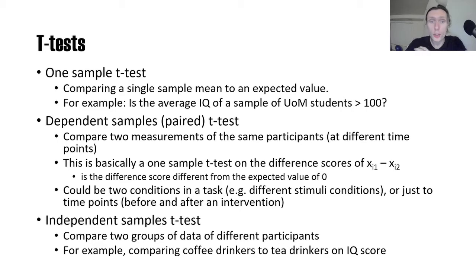And you want to see if the average IQ, which you get from a sample of students, let's say you test 25 students. You test the IQ score of 25 students, and then you want to see if this average is larger than 100. That's one thing you could do.